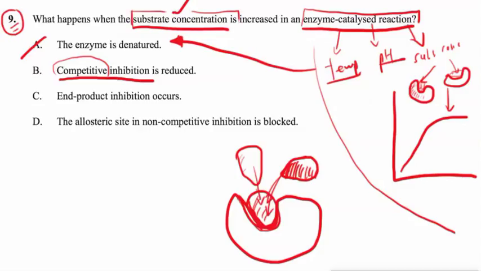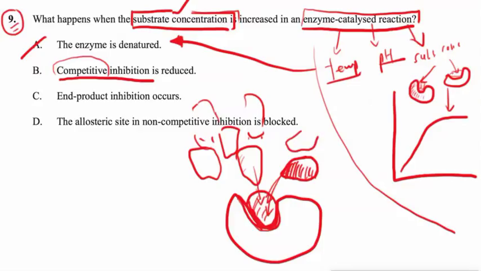So what happens when substrate concentration is increased? If I increase the number of good guys over here, and these are the good guys, the substrates, can this outcompete the competitive inhibitors, these bad guys around here? And the answer is yes. The way to overcome the effect of these inhibitors is to increase the substrate concentration. So will competitive inhibition be reduced if I increase the substrate concentration? And the answer is yes. So that makes B look like the right answer, and I'm going to circle it halfway. Why? Because I haven't checked these other ones yet.